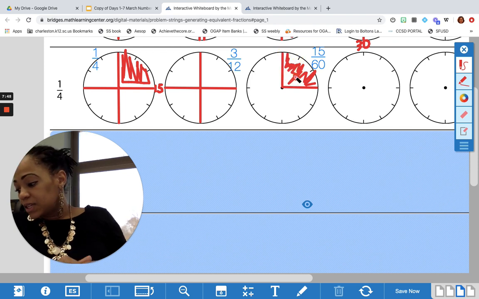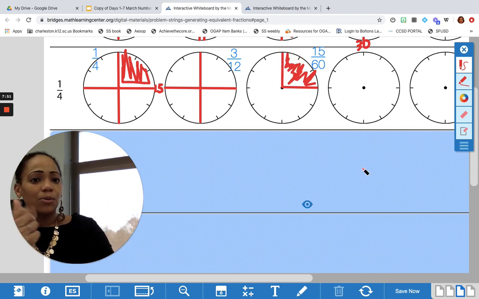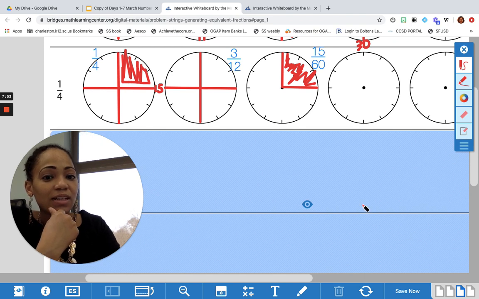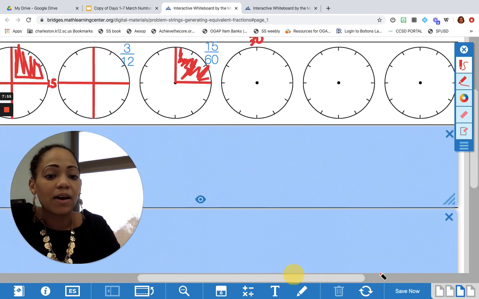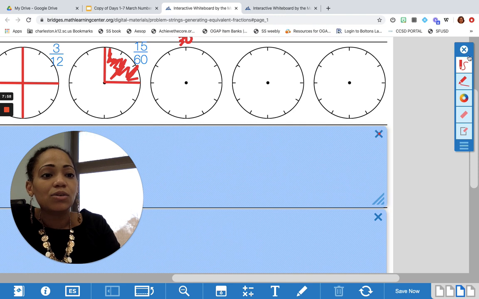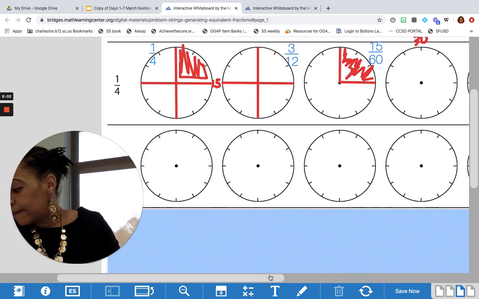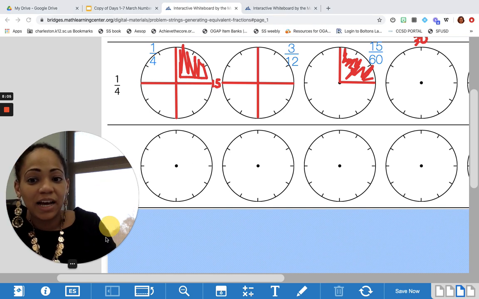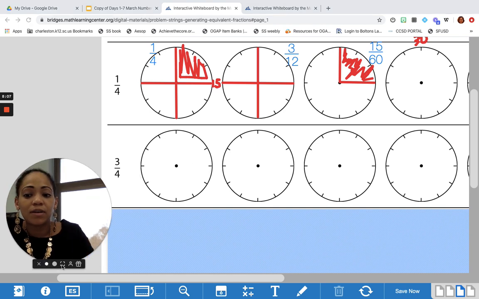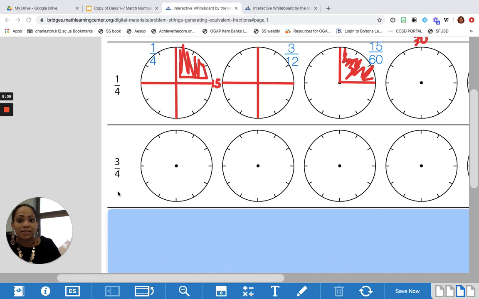All right, this next one, hopefully you guys can do on your own, because we talked about 1/4 just now, which means you should be able to figure out, or hopefully are able to figure out, how many equivalent fractions you can find for 3/4. So if we know 1/4, can you find 3/4? Go ahead and pause this video and work it out. And when you come back, I'll have the answers that I'm hoping that you were able to find.